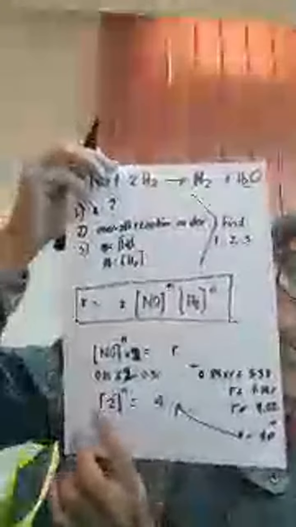Okay, 2 raised to the power n is equal to 4. So we need to multiply this by something in order for it to become 4. 2 times 2 is equal to 4, so n is equal to 2. Or m, because we let that as m.